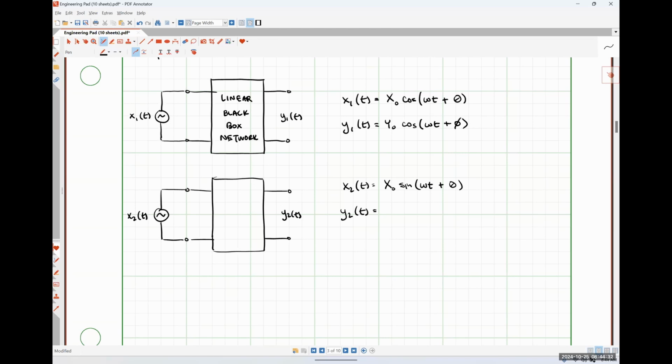When we put DC in, we got DC out. When we put a cosine function in, we got a cosine function out. So what happens when we put a sine function in? We get a sine function out. That should be very easy to understand because we know that a cosine function and a sine function are literally the same thing. They're just shifted versions of each other.